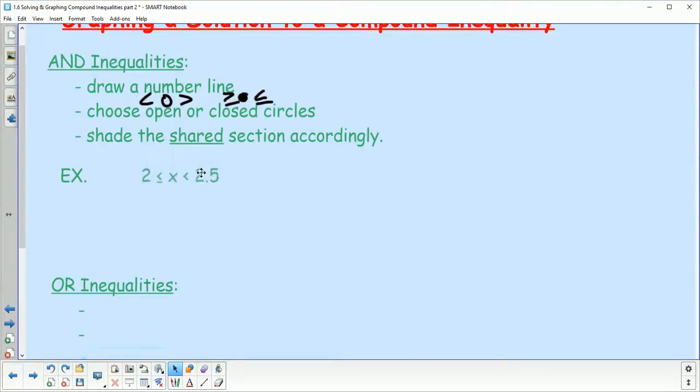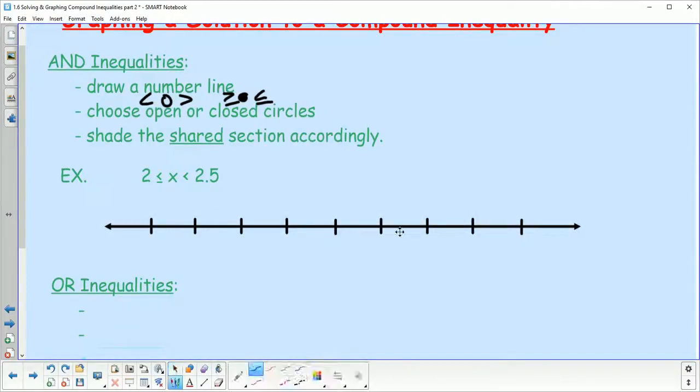Okay, so if you look at our answer from the previous slide, 2 is less than or equal to x is less than 2.5. I'm going to draw my number line. Now, important numbers here, I'm going to say are 0. We can always start with that. We could put -1, but we don't really need to. Now we're going to do 1, 2, and 3, and that's really more than we need.